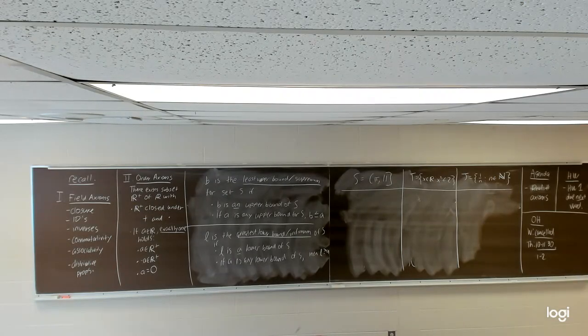So, suppose, I mean, it looks like the lower bound is pi and the upper bound is. All of these, by the way, are being considered as subsets of the reals. So any real number could potentially be the least upper bound or greatest lower bound.